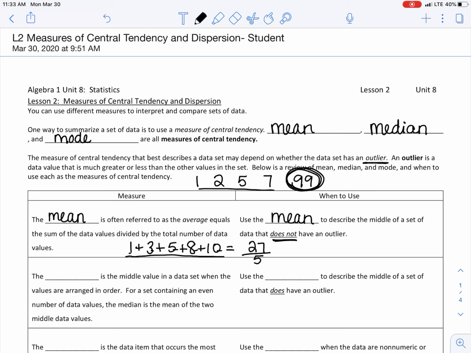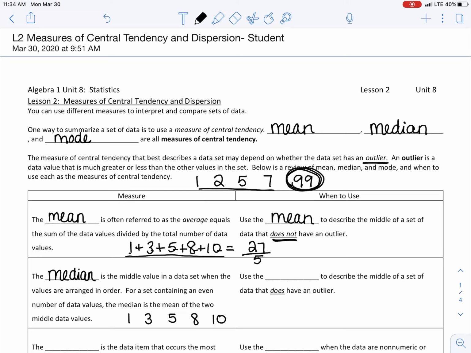Okay, the median is considered the middle of a data set. It's whenever your data is arranged in order, which means numerical order from least to greatest. For a set containing an even number of data values, the median is the mean of the two middle data values.